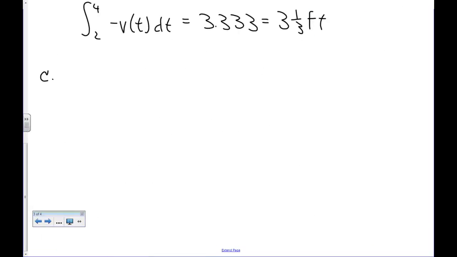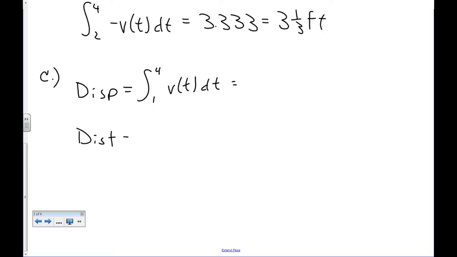All right, this is what we saw in the previous slide here actually, is that to calculate displacement, that's just the integral from 1 to 4 of your velocity function. And we'll punch that into our calculator in a second. We'll get that value. And we said that the distance is equal to the integral from 1 to 4 of the absolute value of velocity. And actually, I have an absolute value function on my calculator, so I can even do that on my calculator. So let's try that out.